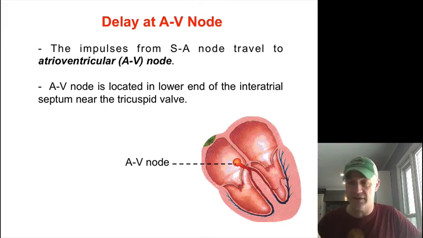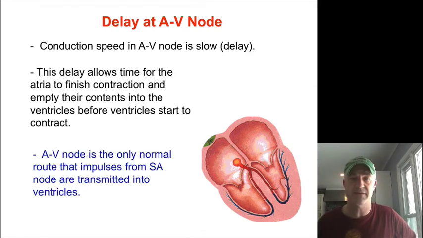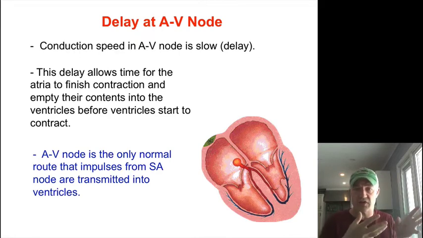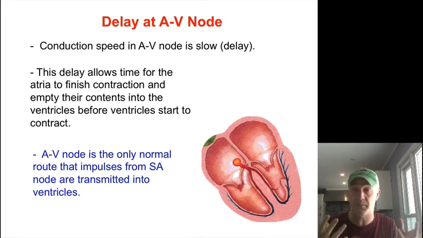AV node, near the AV valve of the right side of the heart, near that tricuspid valve. So again, let's finish off that contraction and emptying of the atria before the ventricles start the contraction. And again, this should be the only route that connects that atrial depolarization to the ventricles. Again, the only thing that should be going through that fibrous skeleton, unless we're having some type of pacemaker put in.